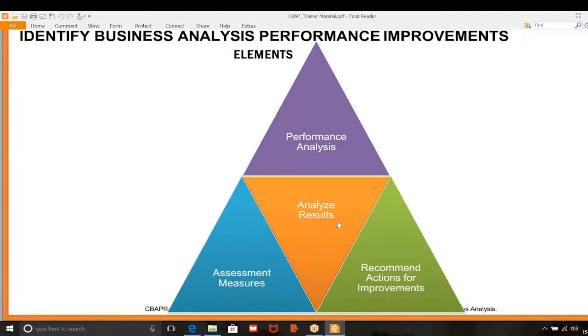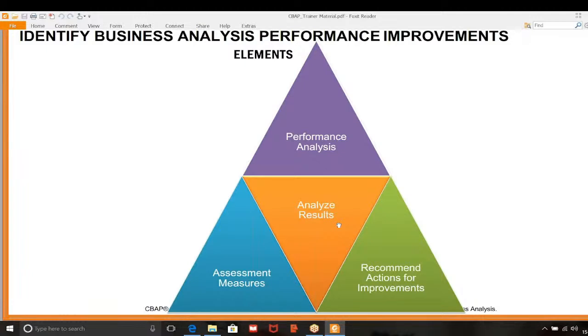And there is a fourth element, which is recommend actions for improvements, which is: you found what is wrong, but what is that which you can introduce as an improvement step? What is that idea that you can use in order to improve?